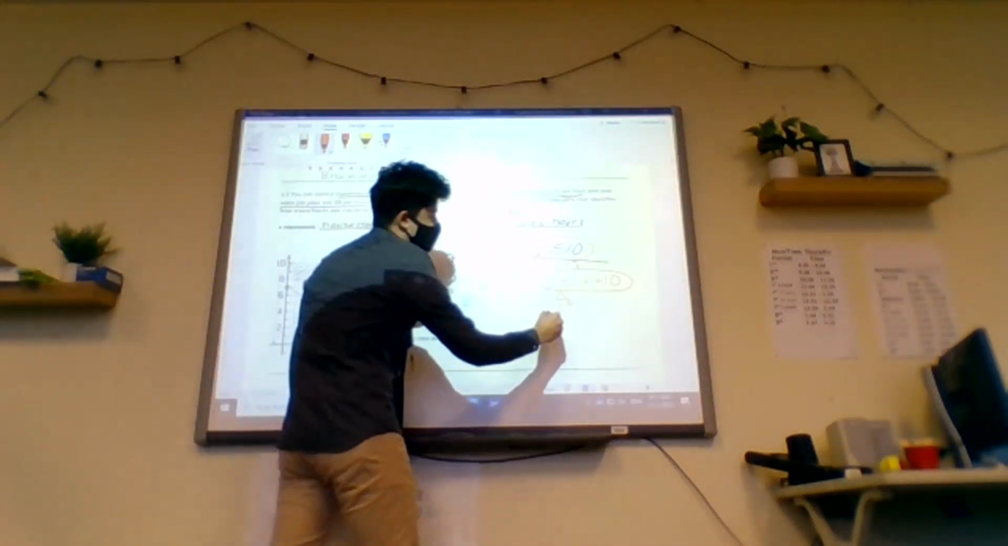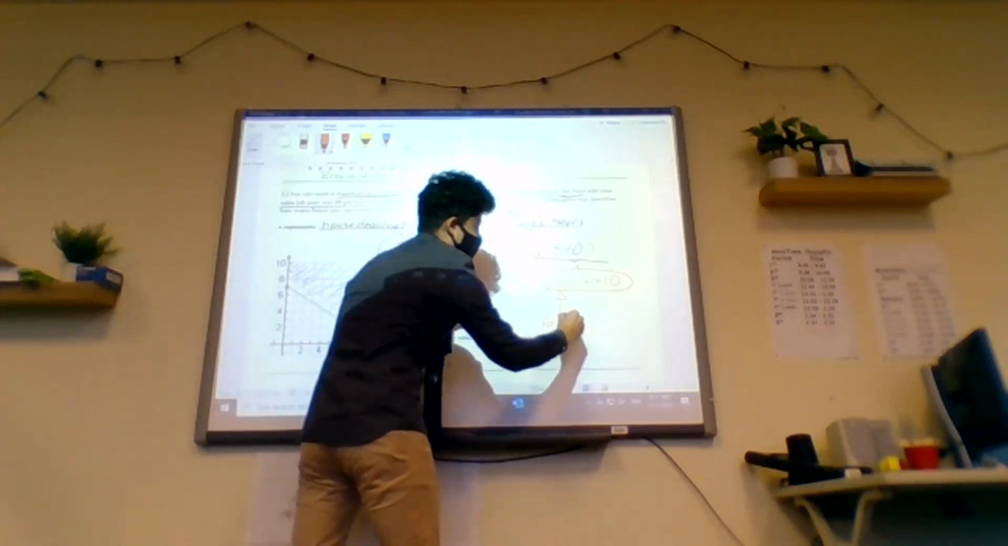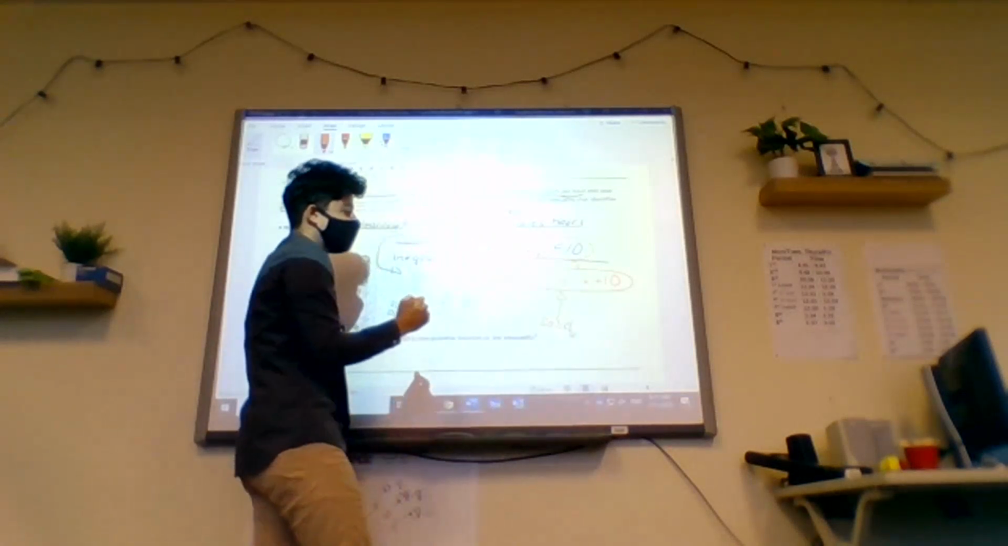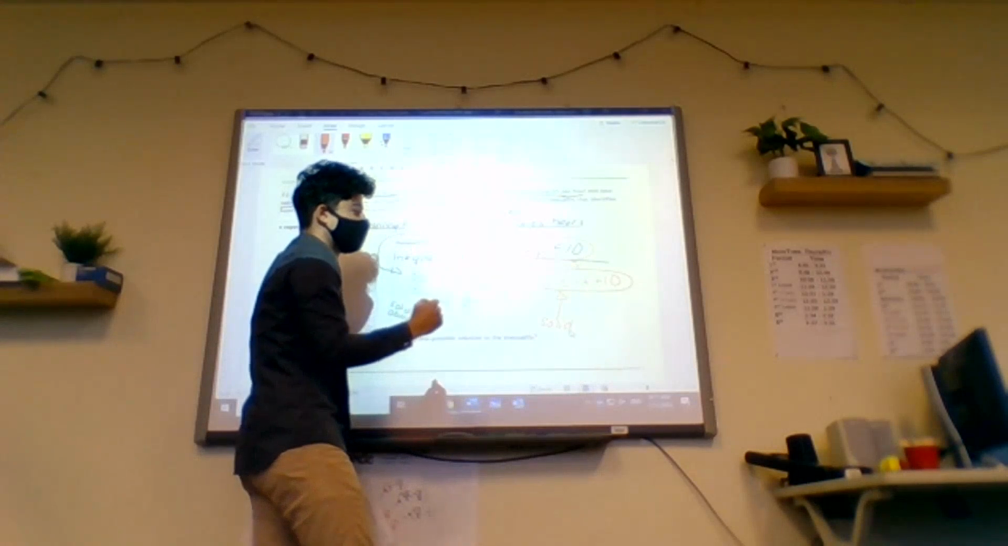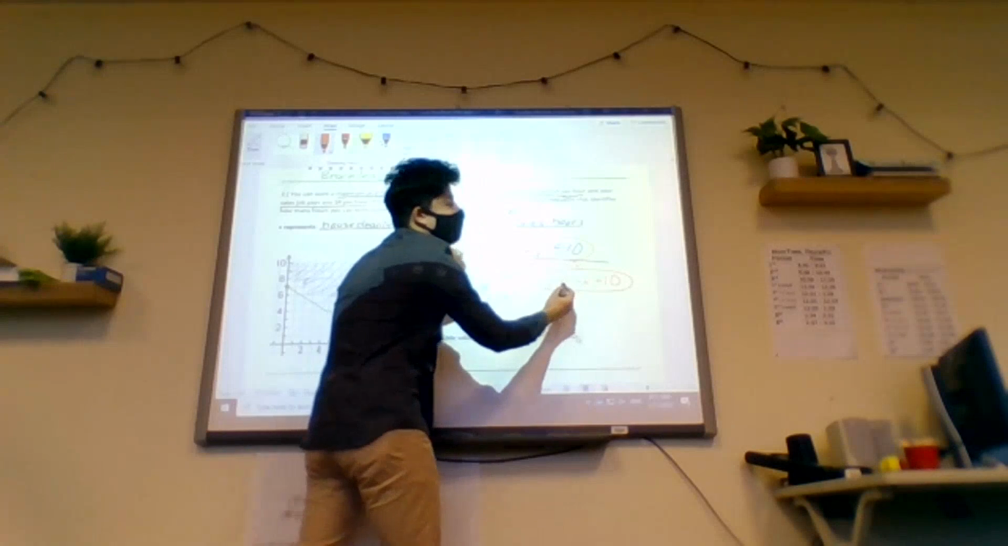Should I connect this with a solid or dotted line? Solid. And then do I shade below or above that line? Below. Good job. Because it's less than or equal to.